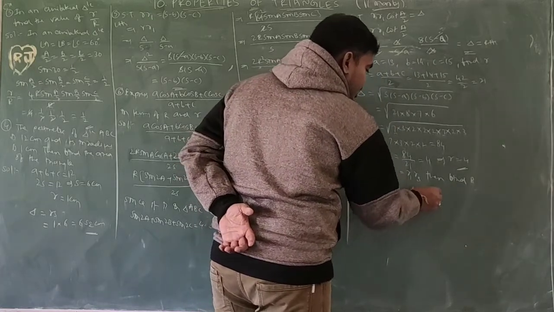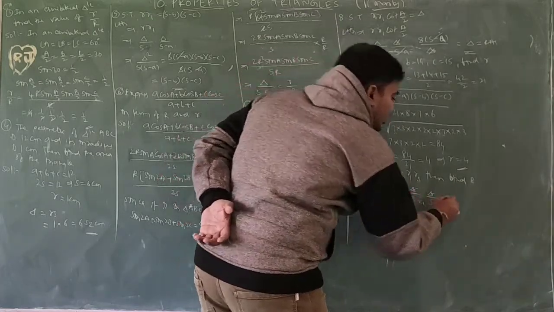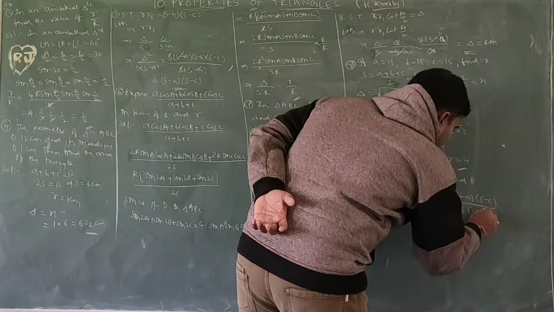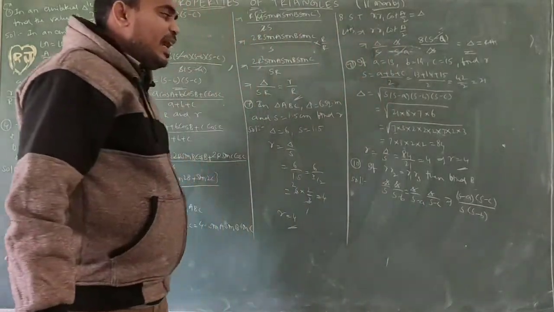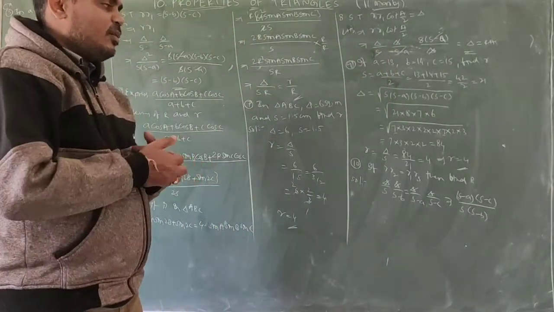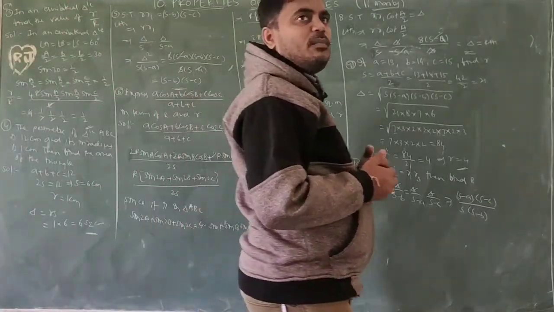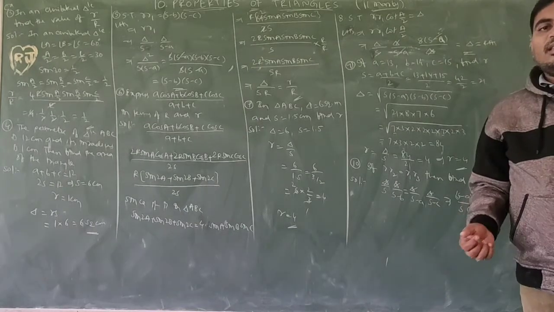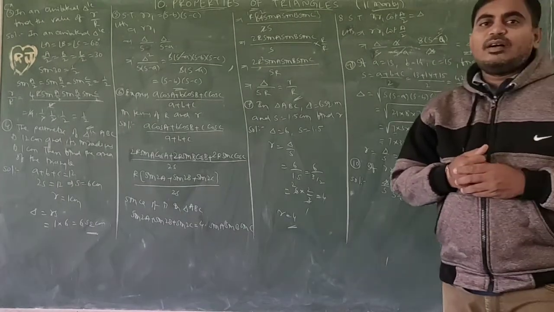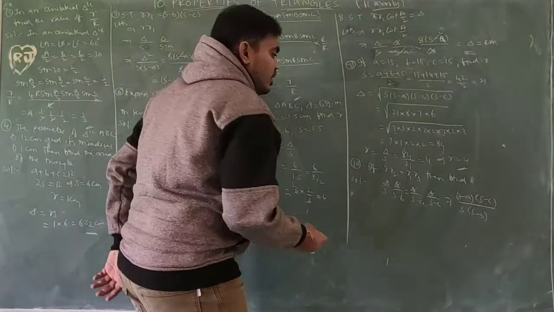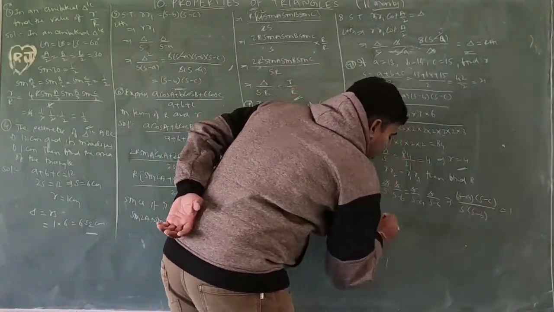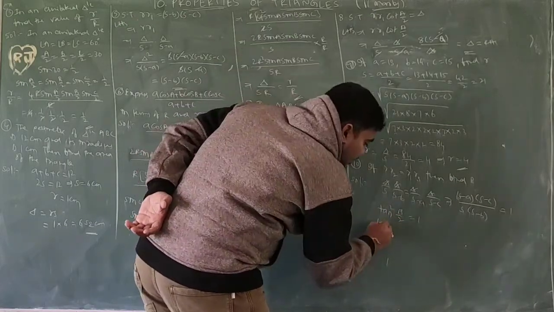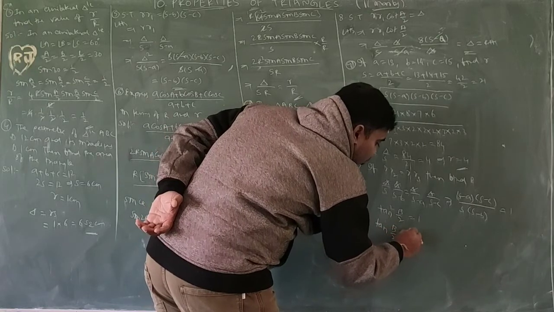Delta cancels. Bringing these two to this side: S minus a, S minus c by S, S minus b. So actually the square root of that, we have one formula: under root S minus b, S minus a, S minus c by S, S minus c, S into S minus b. That is the formula of tan square B by 2. So this is equal to 1. Tan square B by 2 equal to 1. So tan B by 2 equal to 1.